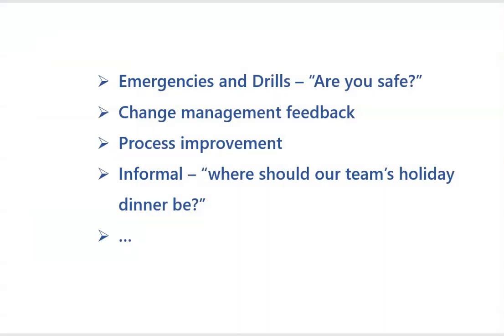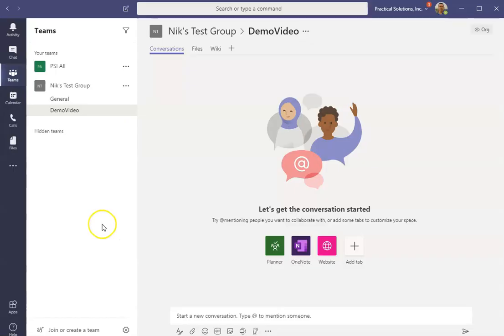Some of the things I thought of were during actual emergencies and of course drills, asking your team, are you safe? Change management feedback, process improvement, such as, how can we make something better? Even informal, where should our team's holiday dinner be?